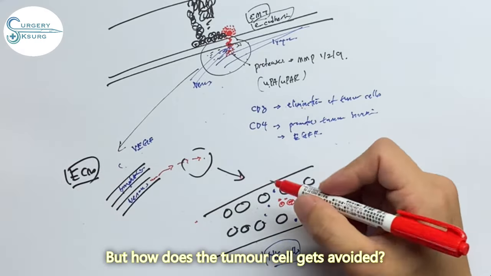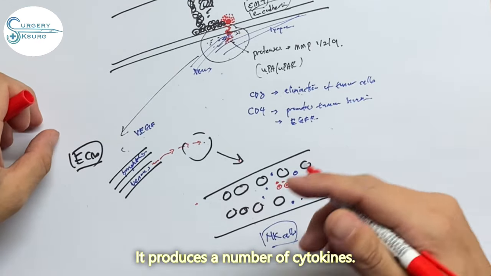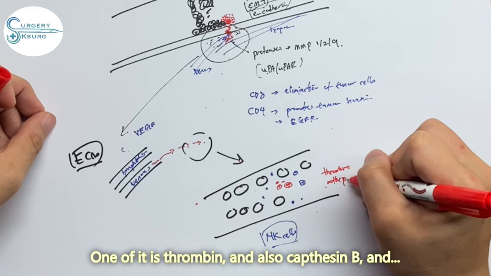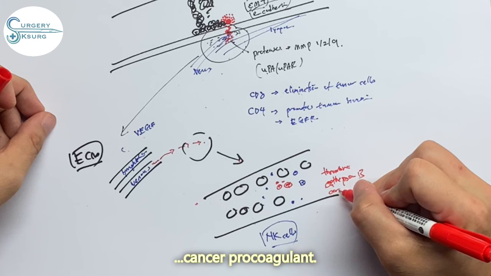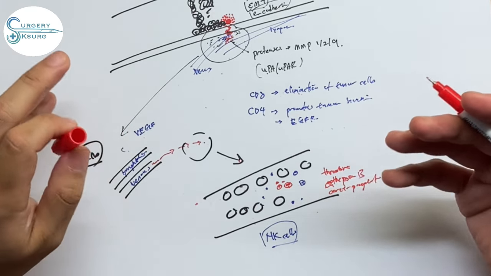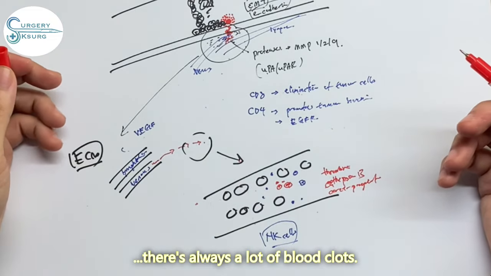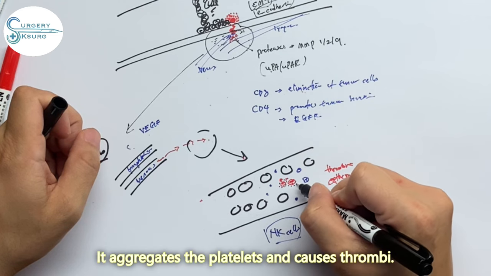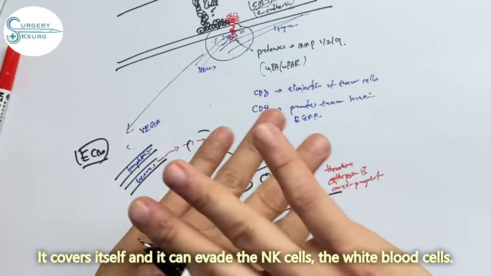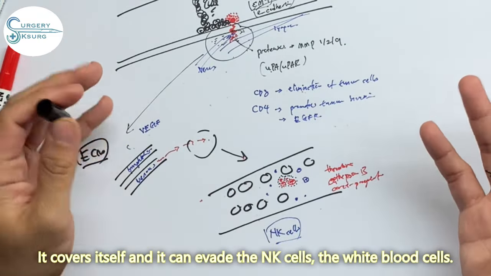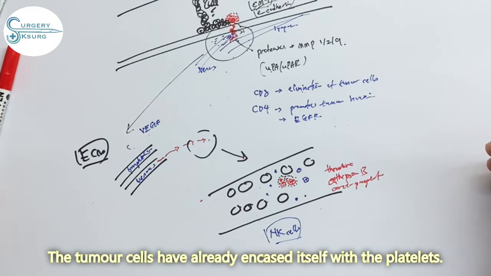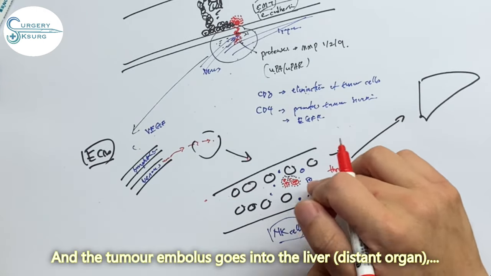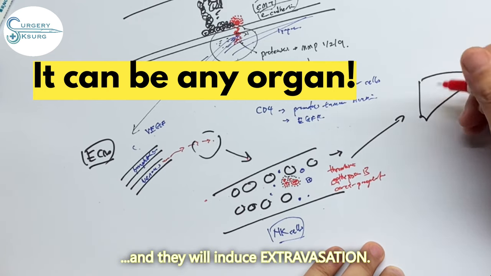But how does the tumor cell avoid this? It uses a number of factors, and one of them is actually thrombin, and also cathepsin B, and the cancer procoagulant. That is why when the tumor becomes advanced, there are always a lot of blood clots, right? And why? It is because the tumor cells are using the platelets. It aggregates the platelets and causes thrombin. So it covers itself and it can evade the NK cells, the white blood cells. The tumor cells have already encased themselves with the platelets. So that causes embolus, and the tumor embolus will go into the liver, and they will induce an extravasation.